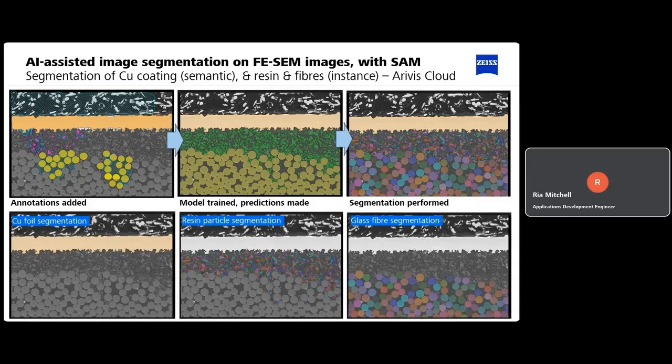So we can segment the copper foil, we can segment the individual particles within the resin, and then we can segment the individual cross-sections of the different fibers in the fiberglass. So this allows us to check for inconsistencies in particle size, particle shape, and also allows us to potentially lead to defect analysis in these copper-clad laminates.